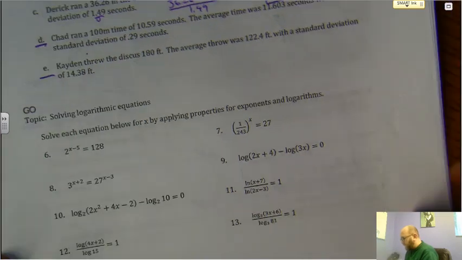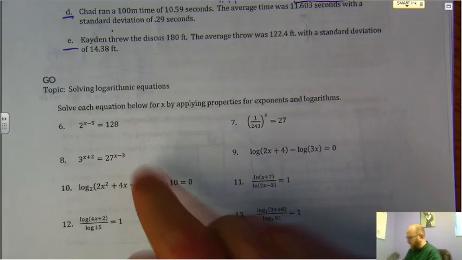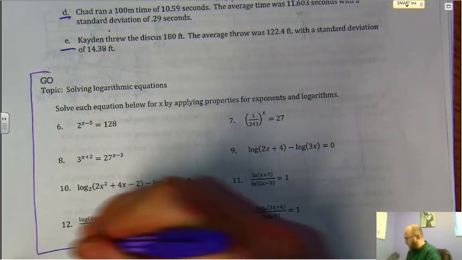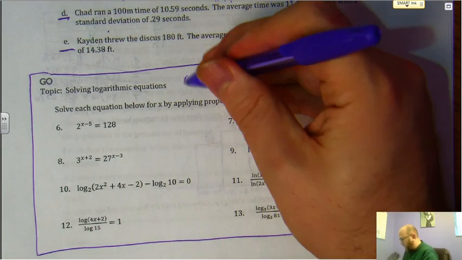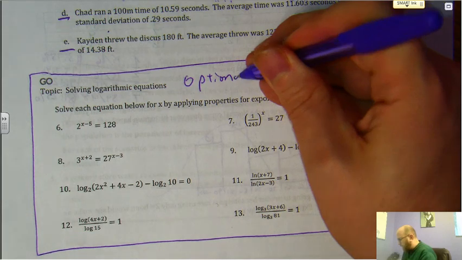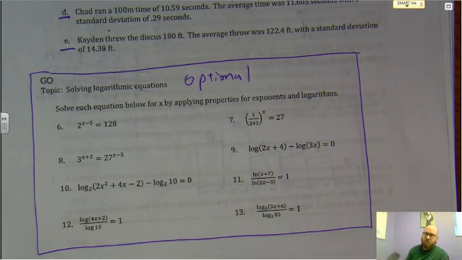Finally, this one, solving logarithmic equations. I forgot to do this on this particular handout. Hopefully in future units I will remember, but this is going to be optional as it's review of last term, and you may not have had this course last term. So we'll call that optional for now.